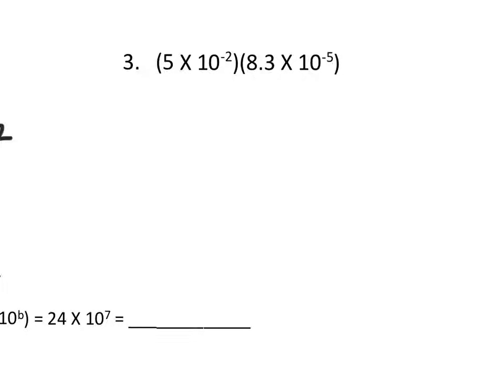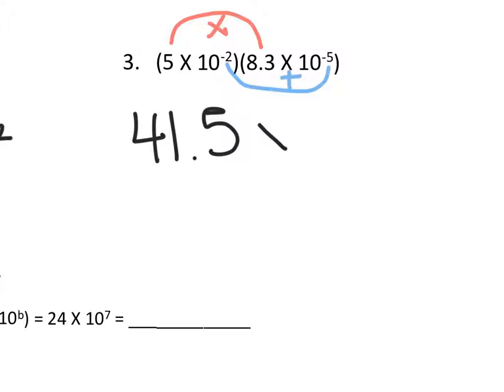What am I multiplying versus what am I adding? We're multiplying 5 and 8.3. And adding -2 and -5. Very good. Okay, so 5 times 8.3 is what? 41. Okay, so I get 41.5 times 10 to the, what is -2 plus a -7.